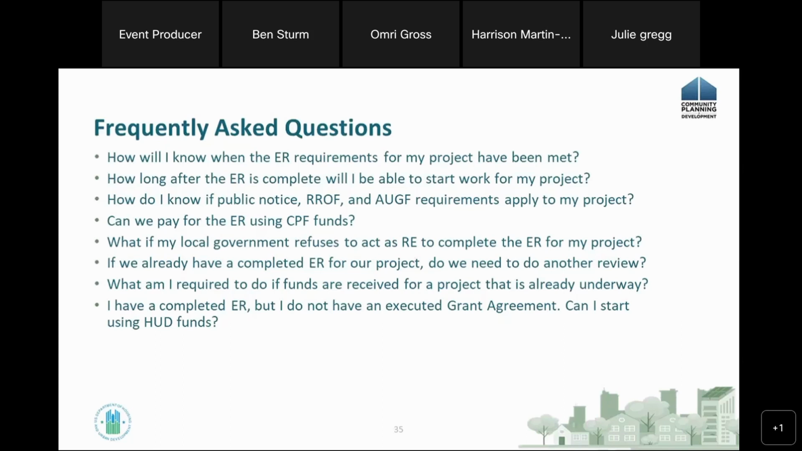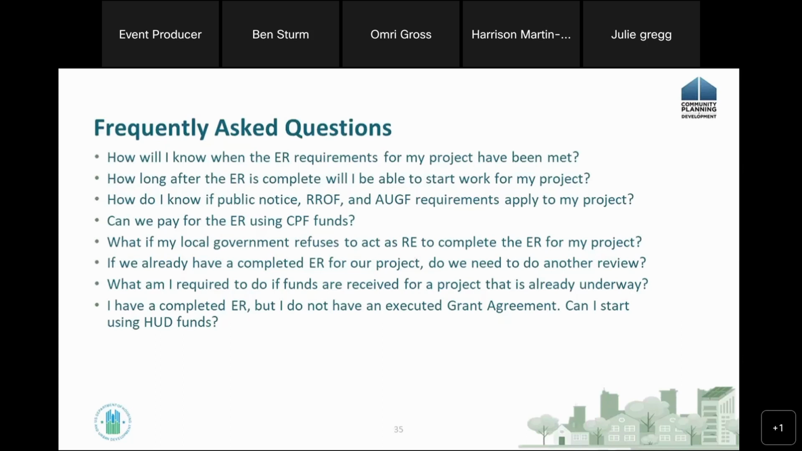So hard costs can be incurred or performed after the federal nexus, but only for work under contracts that were entered into prior to the federal nexus. So let me repeat that. Hard costs can be incurred or performed after the federal nexus, but only for work under contracts that were entered into prior to the federal nexus, and can only be reimbursed after a satisfactory environmental review has been completed and the grant agreement has been executed.